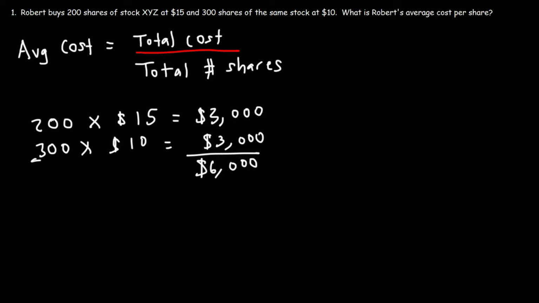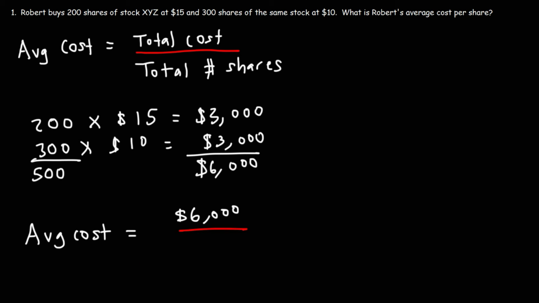Now the total number of shares that he owns is 200 plus 300, which is 500 shares. So thus his average cost is going to be, well, let me write that here. His average cost per share from these two transactions is going to be the total cost of $6,000 divided by the total number of shares that he owns, which is 500. So his average cost per share is $12.